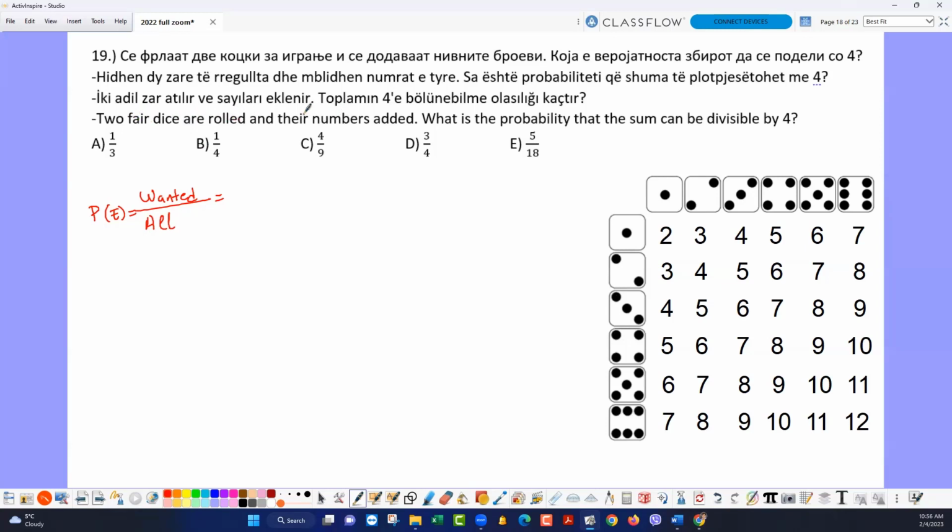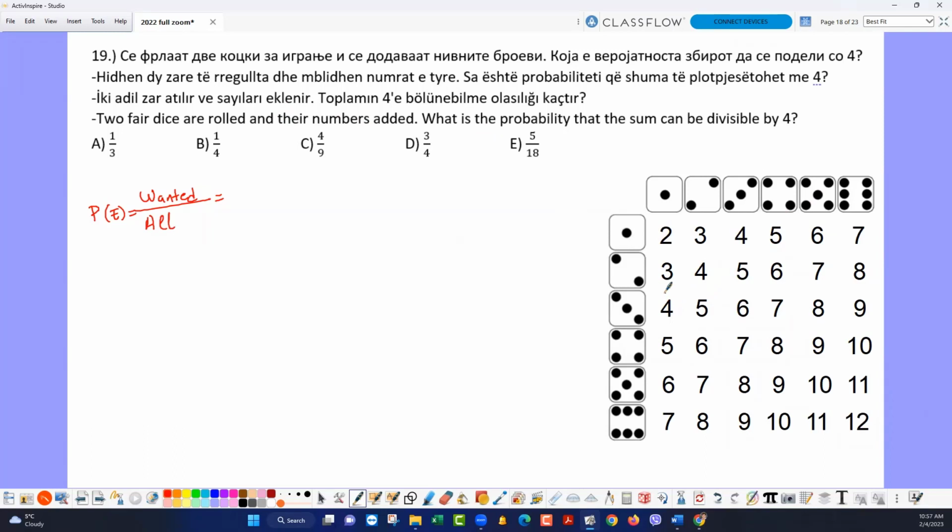Two fair dice are rolled and their numbers added. So this table shows the sums when two fair dice are rolled. Let's say this is 1 plus 1, which is 2, 1 plus 2, which is 3, 1 plus 3, which is equal to 4. So this table refers to the sum of the 2 dice, and the sum is added here. 1 plus 1 is equal to 2. In the question, it is asking for sums divisible by 4.